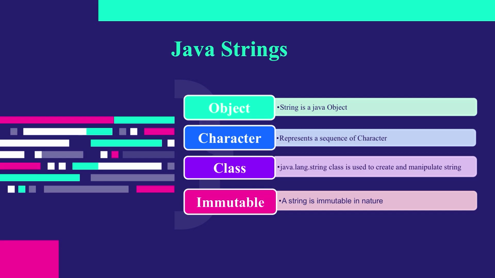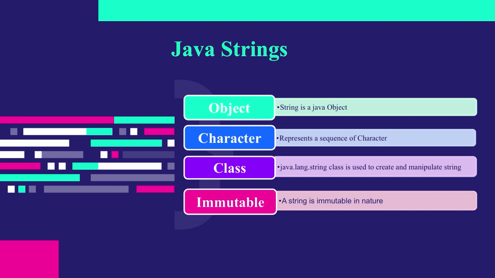String is basically a class which is used to create and manipulate string objects. It is in the java.lang package, which is why we say string is a reference type, not a primitive type. When we create a string, it is immutable in nature. So what is meant by immutability? It means that the data which is once there in the string object cannot be manipulated or changed.